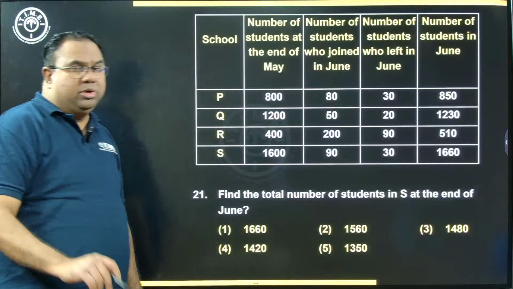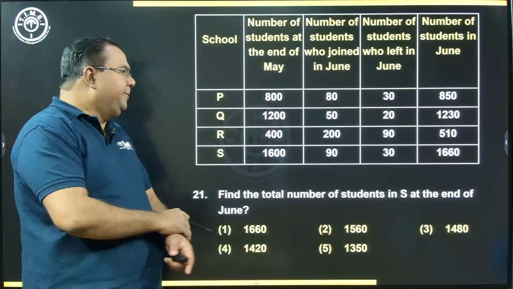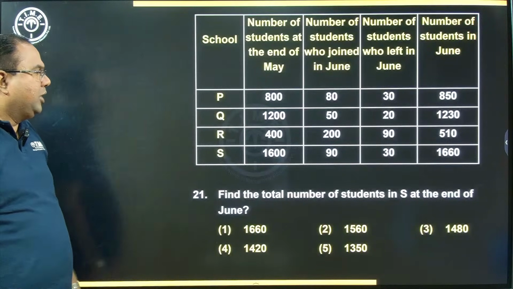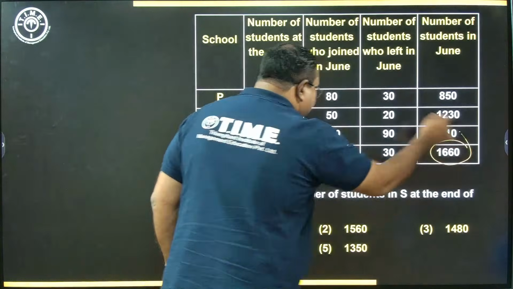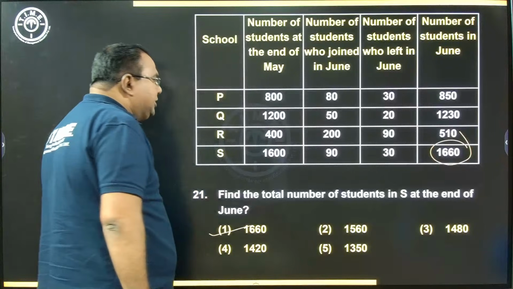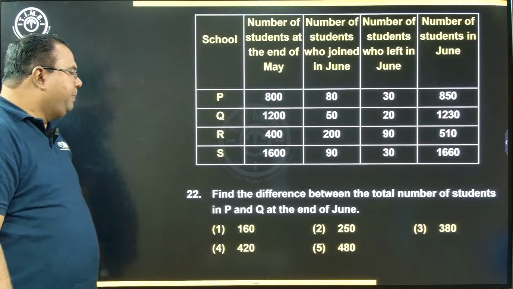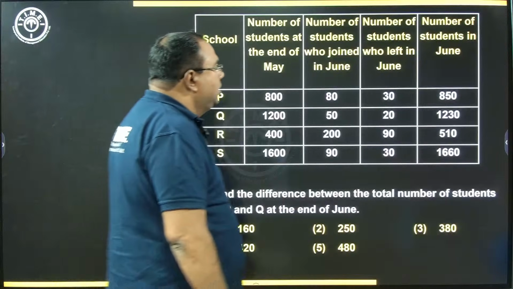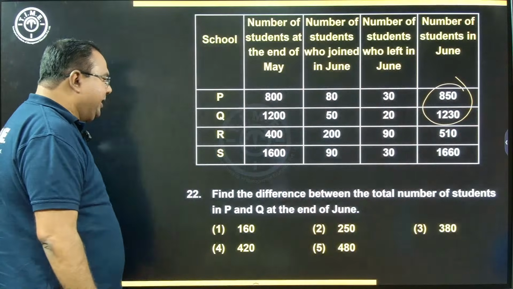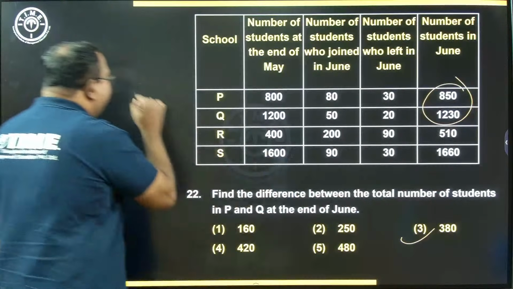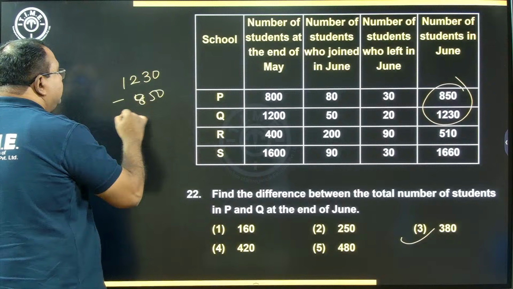I think once you decode this way, it is similar to the earlier set. You can solve the questions easily. Questions won't demand much time. Total number of students in S at the end of June: we have already calculated 1660. No need to calculate again. Choice 1. Find the difference between the total number of students in P and Q at the end of June. Q is 1230 and P is 850. The difference is 380.